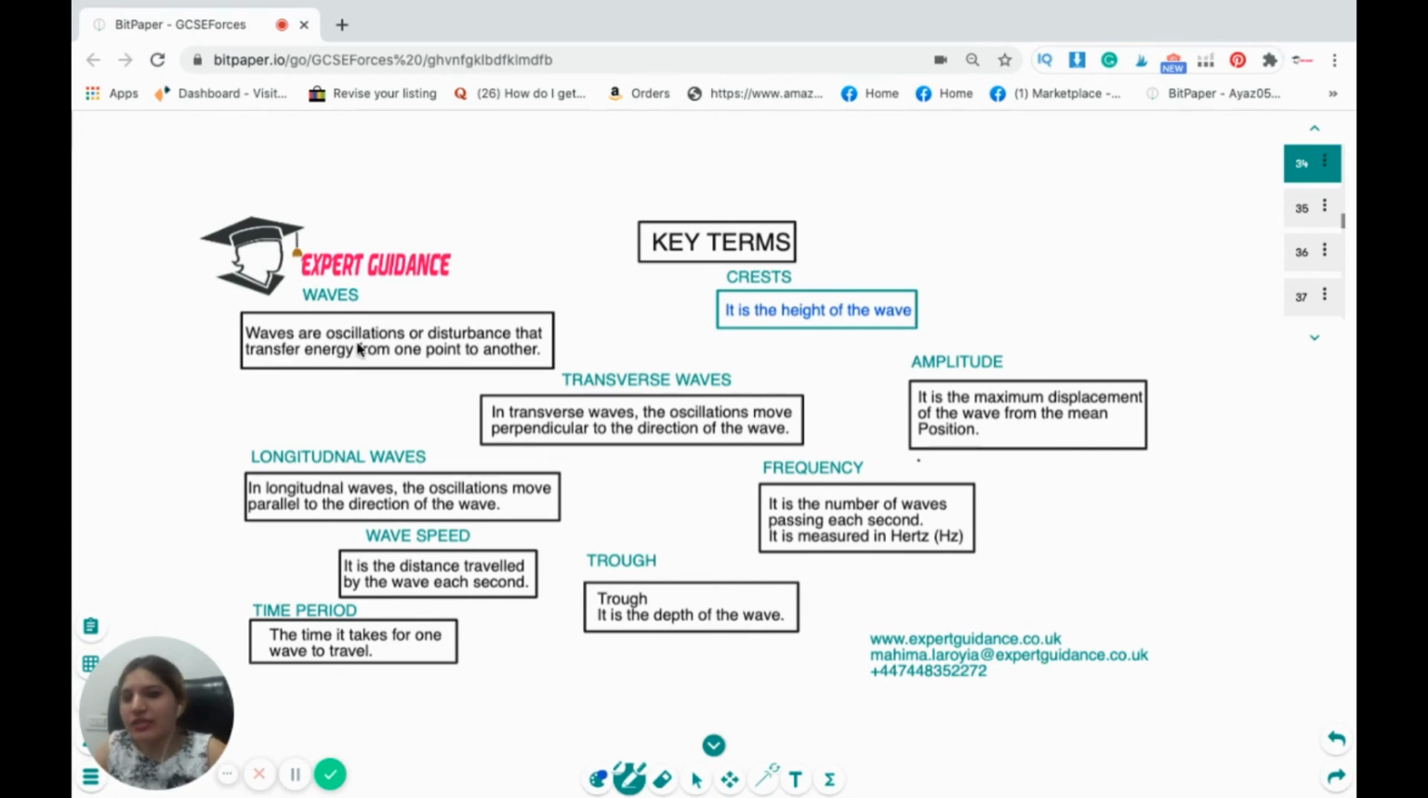So waves are oscillations or disturbances that transfer energy from one point to another. Crest is the height of the wave. Transverse wave, the oscillations are perpendicular. Longitudinal wave, the oscillations are parallel. Wave speed is the distance traveled by the wave each second. Time period is the time it takes for one wave to travel. Trough is the depth of the wave. Frequency is the number of waves passing each second, measured in hertz. Amplitude is the maximum displacement of the wave from the mean position.